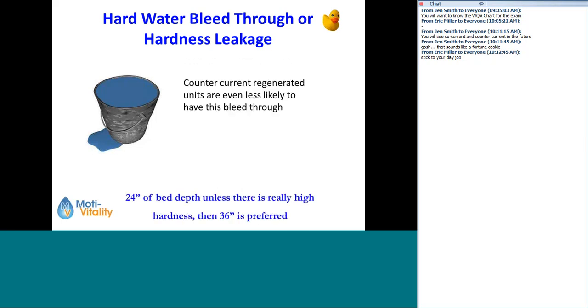Counter-current regenerated units are less likely to have bleed through, but regardless, a 24-inch bed depth is recommended unless you have a really high hardness, then a 36-inch bed depth is preferred.